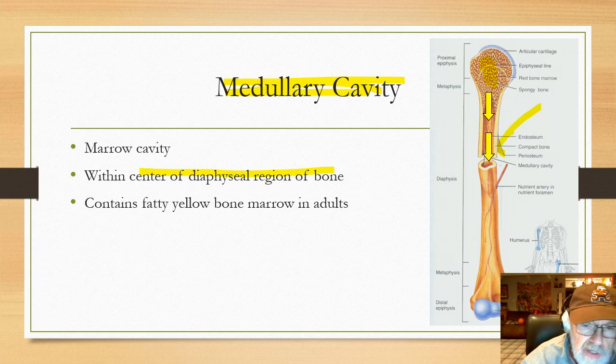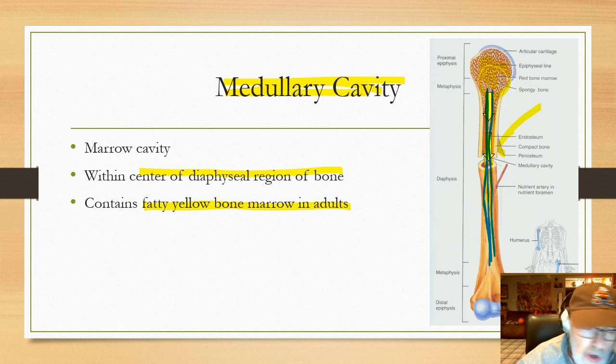And in the center of the diaphyseal region is the medullary cavity. If we look at that cavity, it would be this whole area all the way down through here. That's the whole medullary cavity that comes down along the inside of the diaphysis. Again, that medullary cavity is usually filled with fatty marrow in adults, the fatty yellow bone marrow.